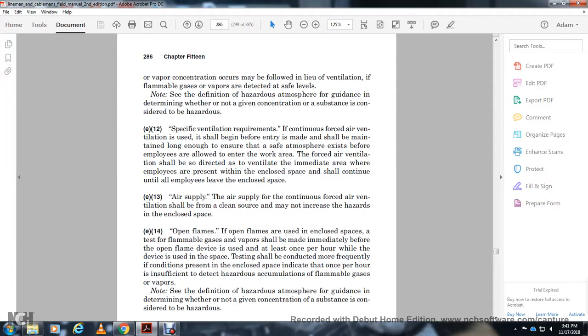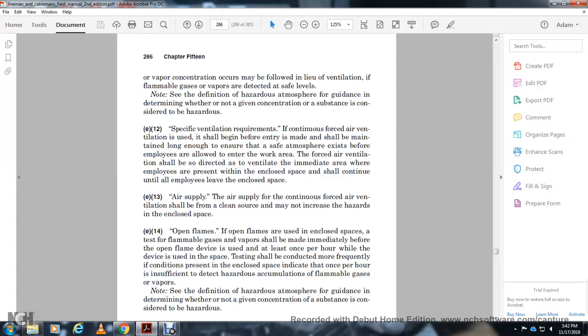The air supply for the continuous forced air ventilation shall be from a clean source. The source may not increase the hazard of the enclosed space. Open flames. If open flames are used within the enclosed space, testing for flammable gas and vapor shall be conducted immediately before the open flame device is used and at least once per hour while the device is used in the space. Testing should be conducted more frequently if conditions present within the enclosed space indicate that once per hour is insufficient.